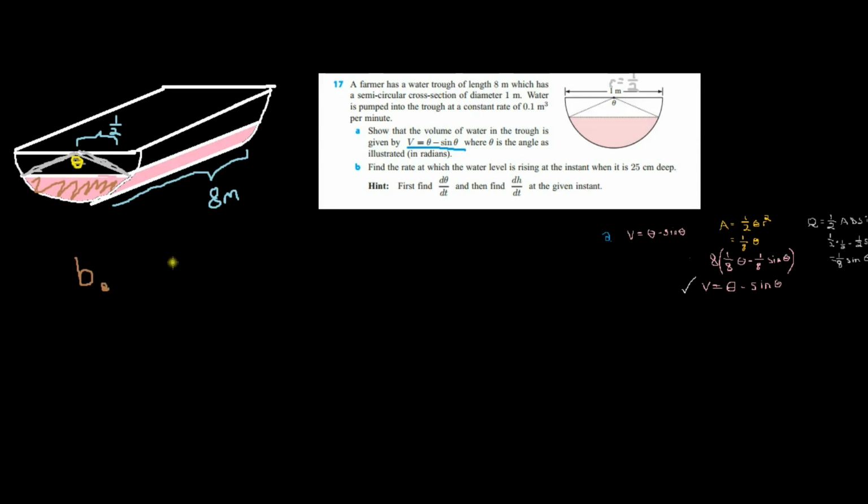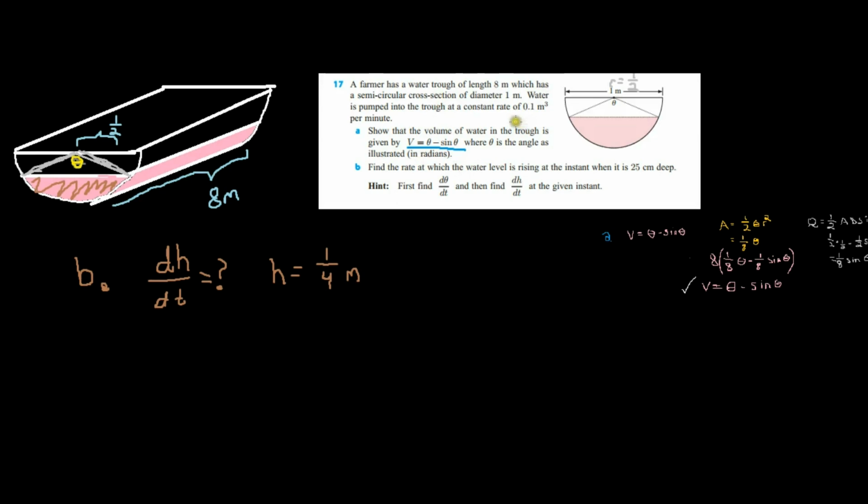So water level, that's height. dh/dt is what we're looking for. And what they give us is that h is equal to 1/4 meters. That's 25 centimeters, right? Alright, so first what they want us to find is d theta/dt.